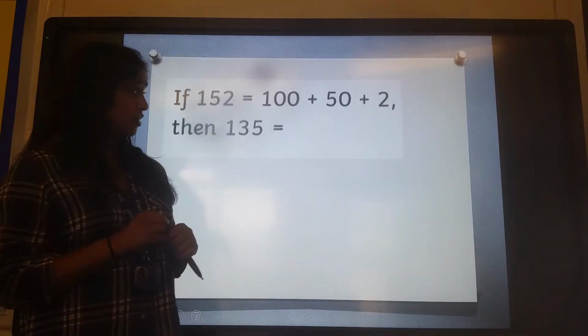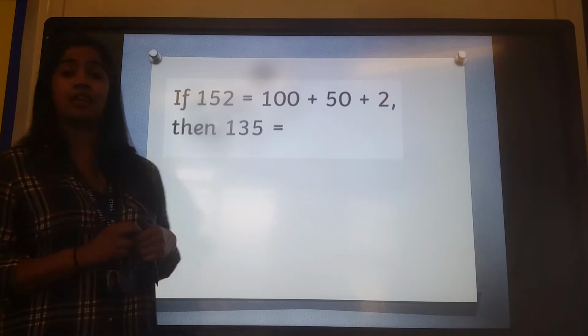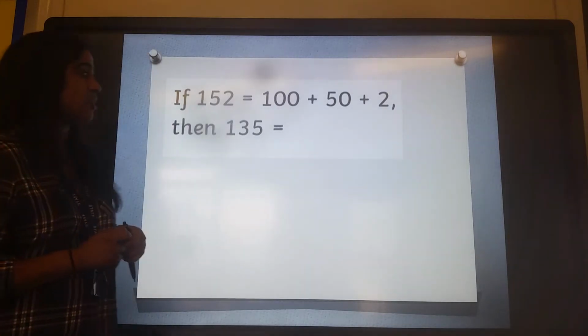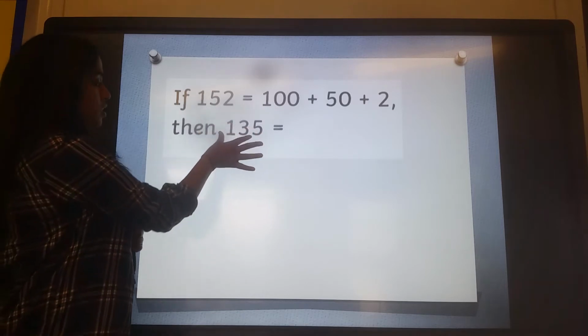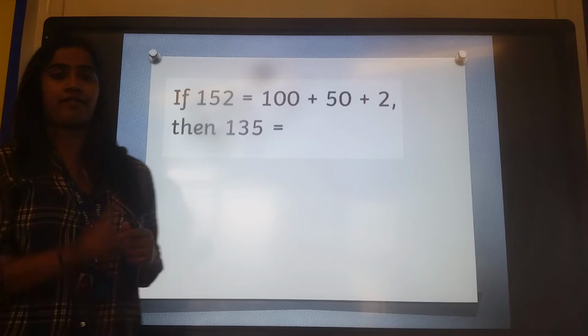If 152 is equal to 100 plus 50 plus 2, then 135 is equal to what? So we need to think about our place value and we need to partition our number. Okay, so we're partitioning 135. Off you go.